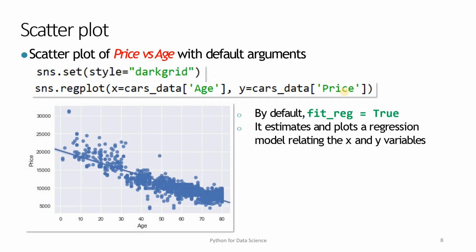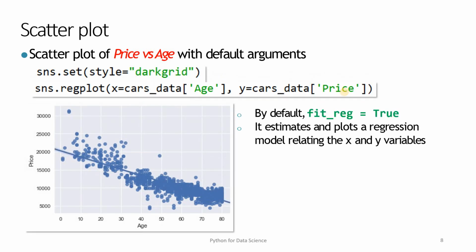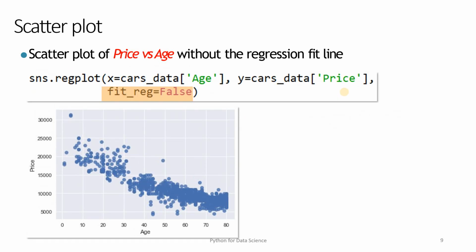So this is through the default arguments. Now if you see this, here you can see that we are going to do a scatter plot of price versus age without the regression fit line. That is very easy. You can retain the same command as we are using in the previous slide, but you just need to add another parameter called fit_reg, and you can just set it to false.